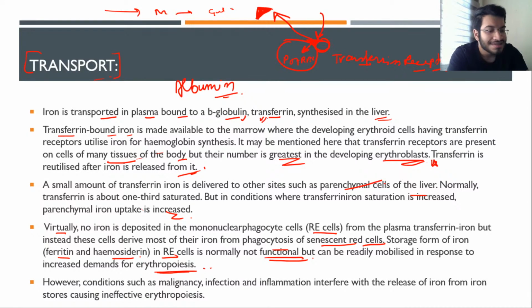So the iron that is present in your RE cells will not be utilized, but if your body needs the urgent erythropoiesis or any urgent heme formation, then they can be utilized. However, conditions such as malignancy, infection, and inflammation interfere with the release of the iron from iron stores, causing ineffective erythropoiesis.